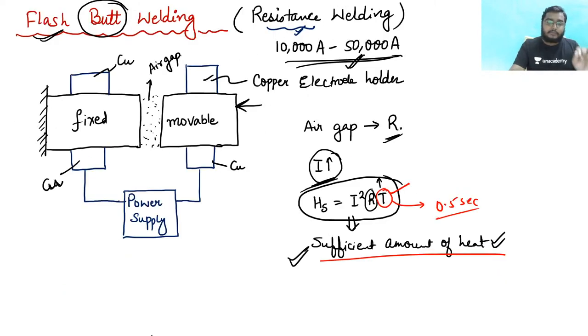Now before going into the flash welding, what is the amount of current that is being given in the flash butt welding? It is 10,000 ampere to 50,000 ampere. So see, a very high amount of current is given, and it is a resistance welding. Only and only these two important facts you should always keep in your mind, so that you may not get confused. Let us start our next topic, that is flash welding.